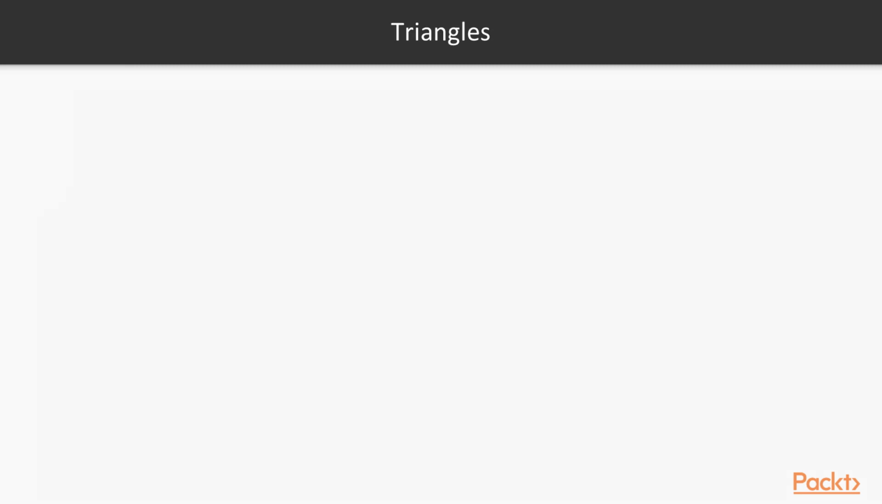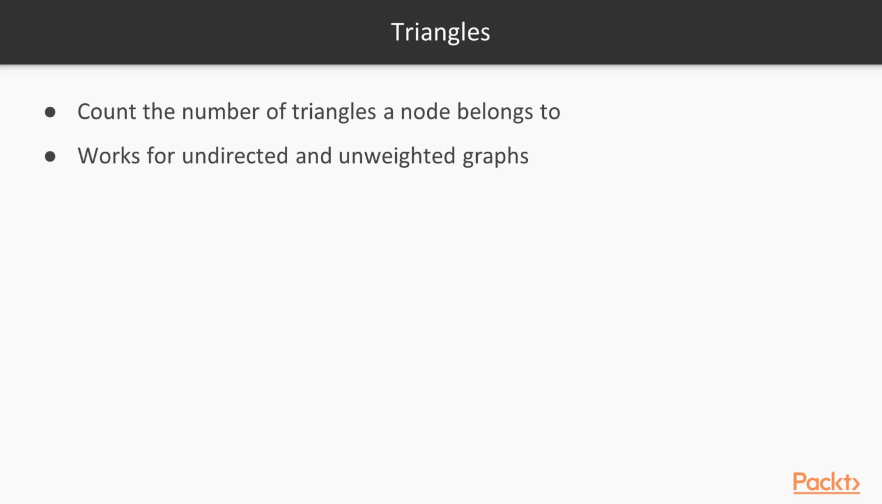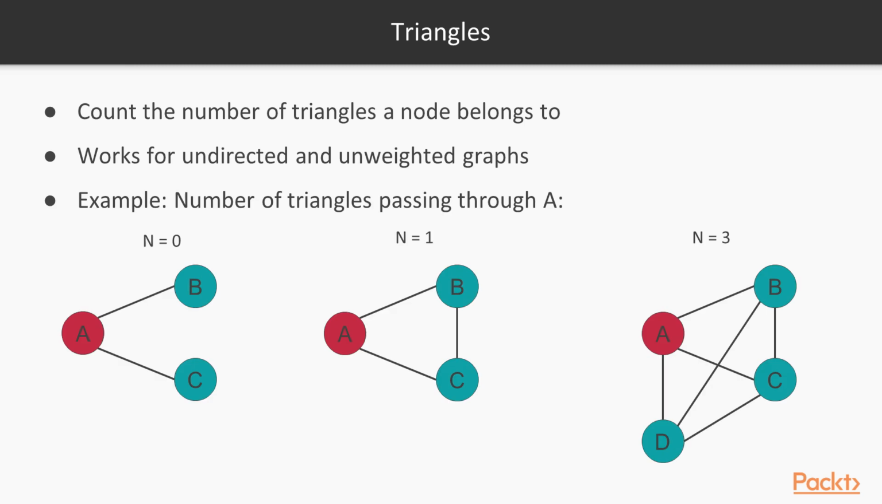Let's start with the triangle count method. As the name suggests, it counts how many triangles, formed by a set of three connected relationships, pass through a given node. It is insensitive to any relationship direction or weight. In the example here, on the left graph, there are no closed triangles going through A. On the middle graph, only one triangle uses node A as a corner, while on the right graph, three triangles are using the corner A.